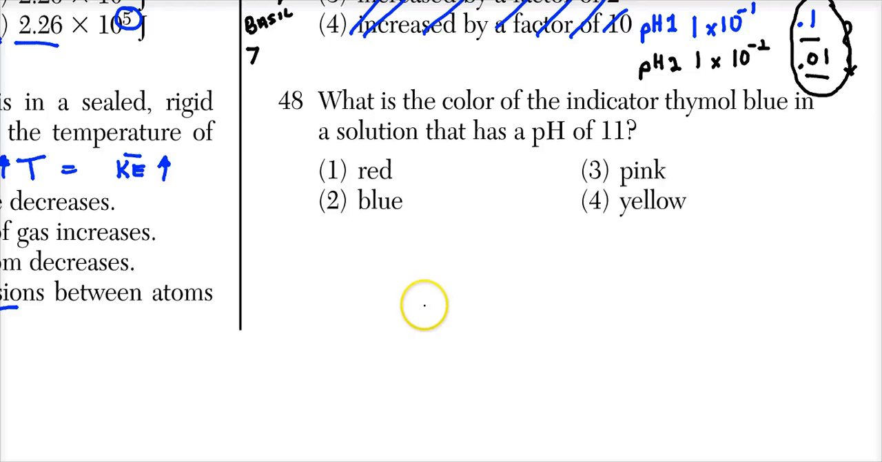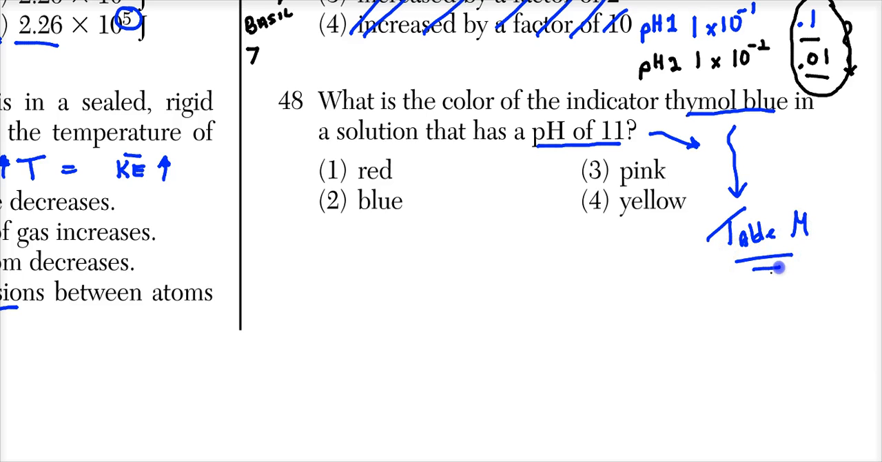What is the color, number 48, what is the color of the indicator thymol blue in a solution that has a pH of 11? Well, we should know that's a basic solution. It's above 7. But thymol blue is an indicator in Table M. So we've got to go there. They didn't tell you that. You should know Table M is where you want to go, and here we go.